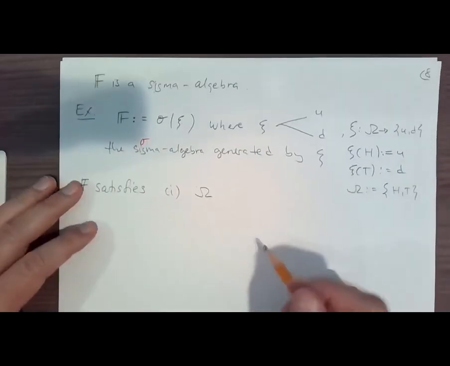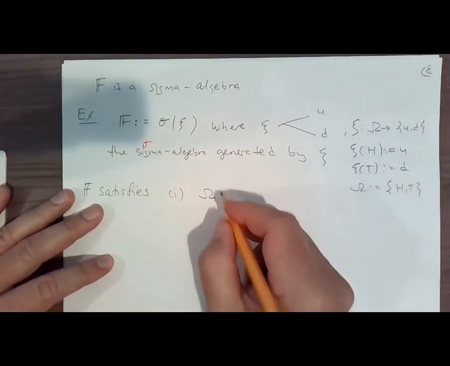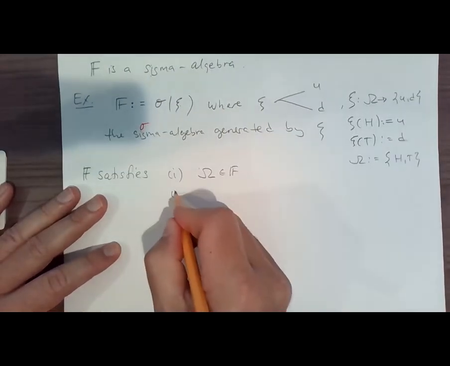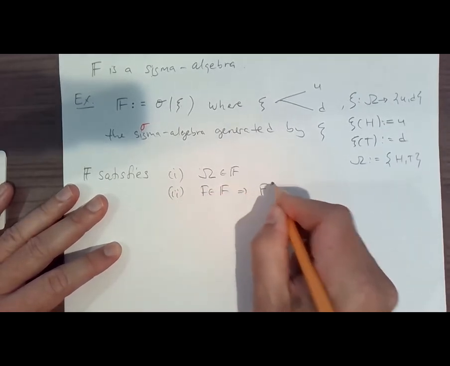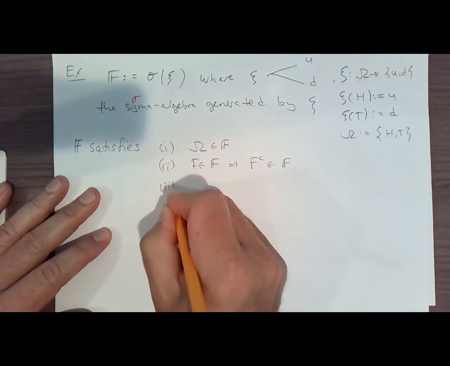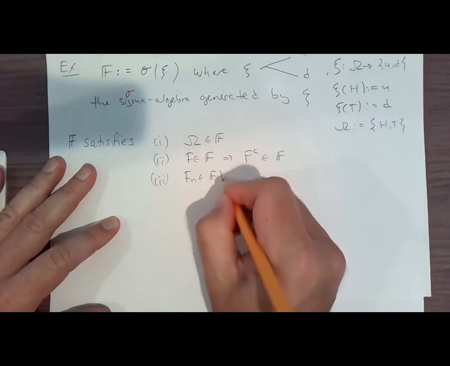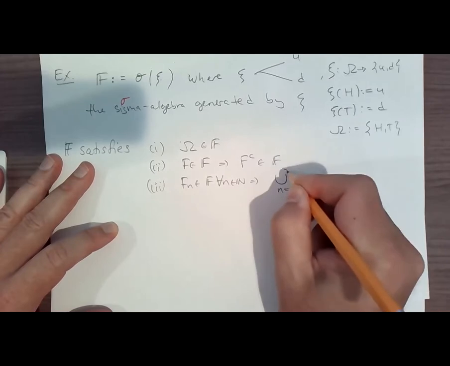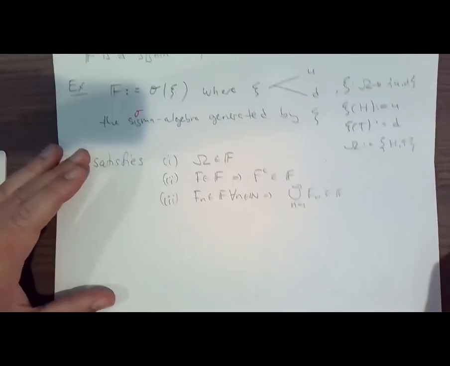So in general, if F is a sigma algebra, it satisfies that omega, all of it, is in there. It satisfies that if I take a set in there, then the complement is also in there. And then the third property it satisfies is that if I take a collection of sets in there, then the union of those sets will also be in there. And that's what it means in general.